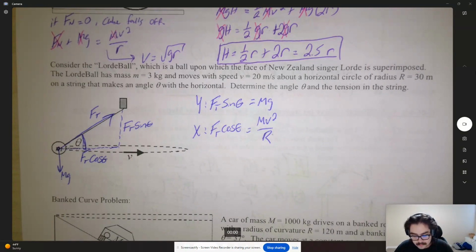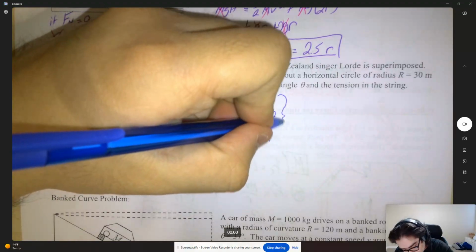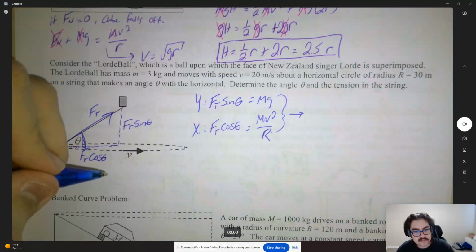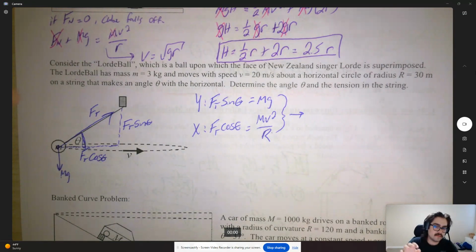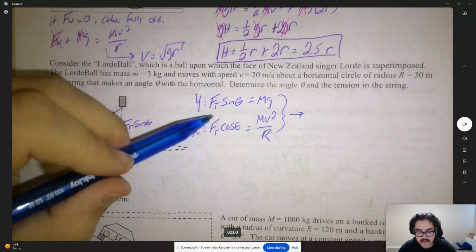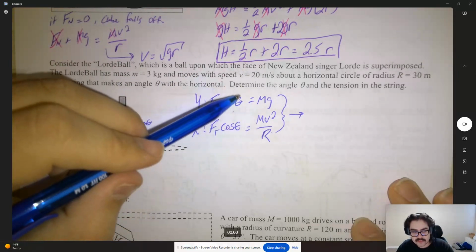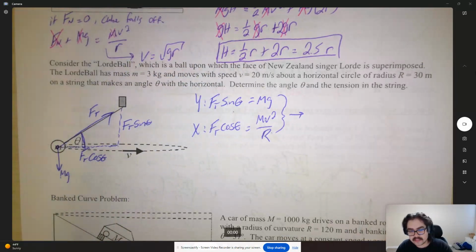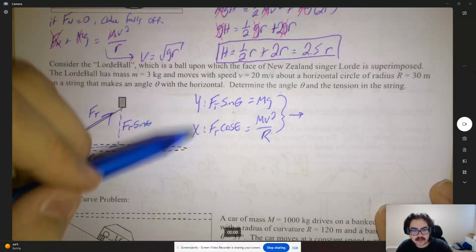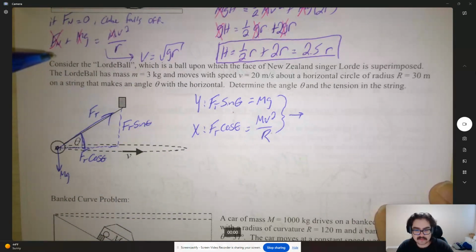Now what I can do just by algebra is divide the two of these. Let me tell you really quickly, this is a shortcut. What I would normally do is get Ft by itself in one of these equations and then plug it into the other. This is a shortcut, dividing the two. I have to divide the y by the x though, because otherwise I'm going to get something really wonky.